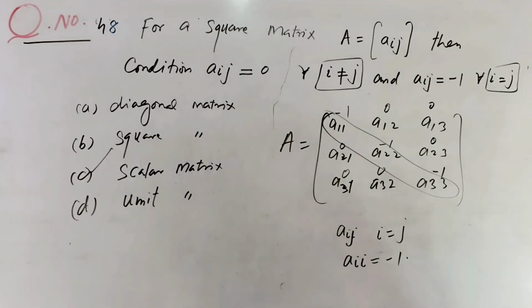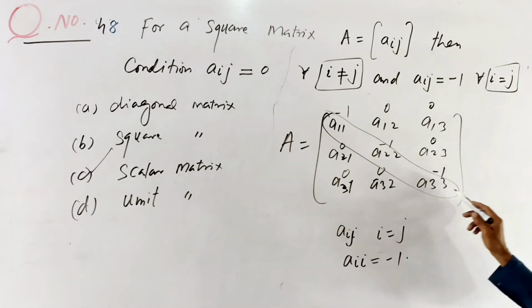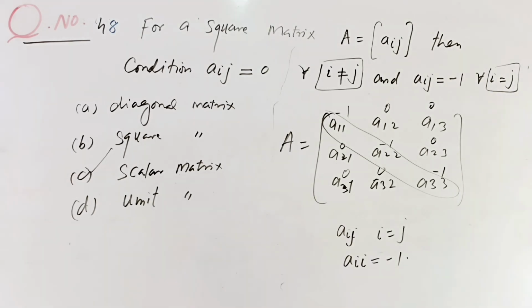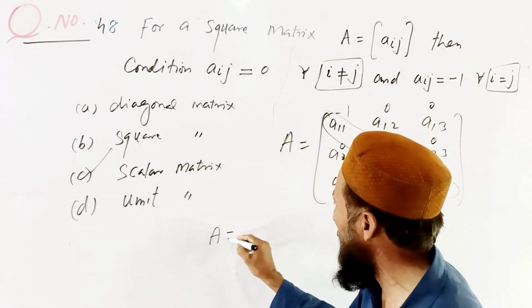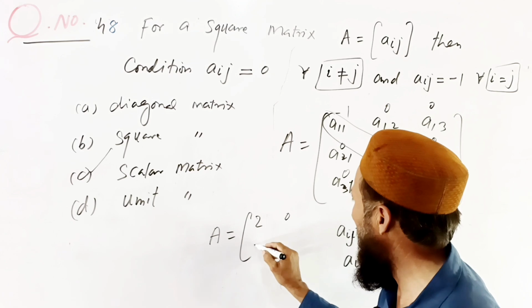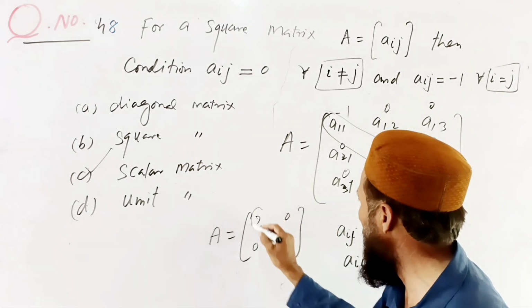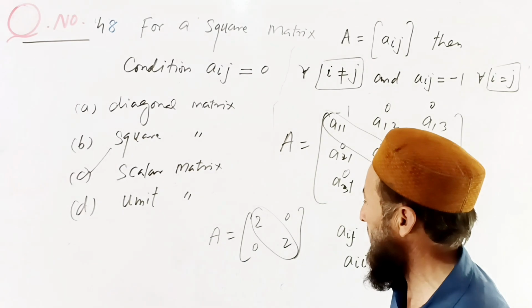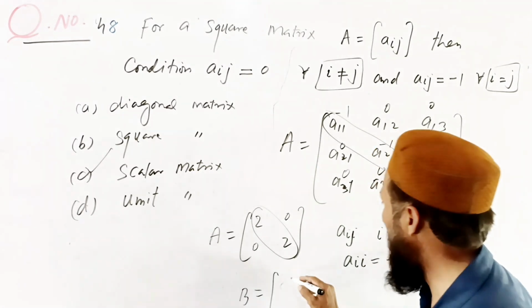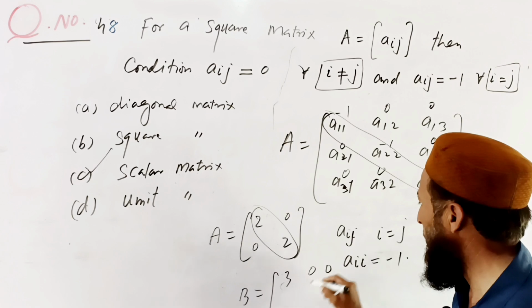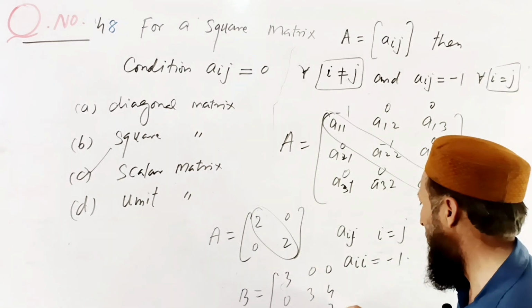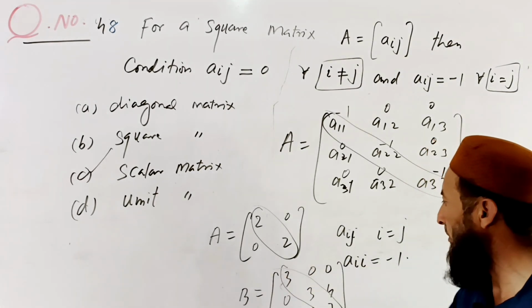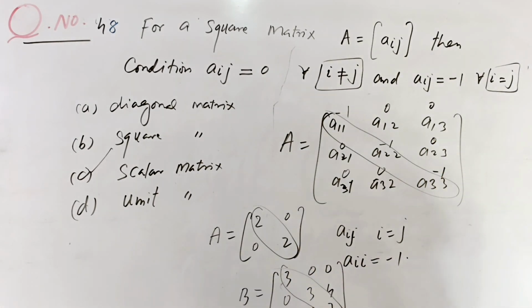Scalar matrix means that the principal main diagonal values are the same and the other values are 0. That is called a scalar matrix. A simple example we take here is 2, 0, and 0, 2. So 2, 2 are the values of a scalar matrix. Another example: 3, 0, 0, 0, 3, 0, and 0, 0, 3. The main principal diagonal values are the same, so that is called a scalar matrix.